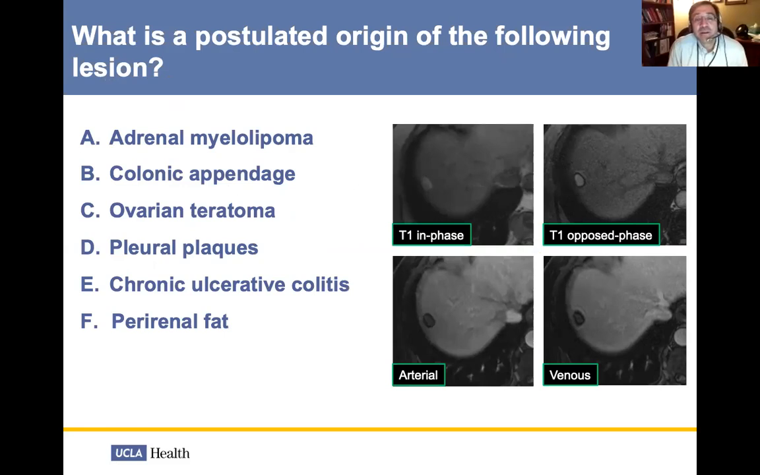Yeah, you're good. Okay, T1 in phase, you have a T1 relatively bright lesion. And then on T1 out of phase, looks like you have a rim-like India ink artifact showing you a lipid-water interface. And then arterial phase, hard to tell if that's enhancing at all or not, but it's certainly not enhancing greater than background liver, and then on venous phase it kind of ends up looking the same.